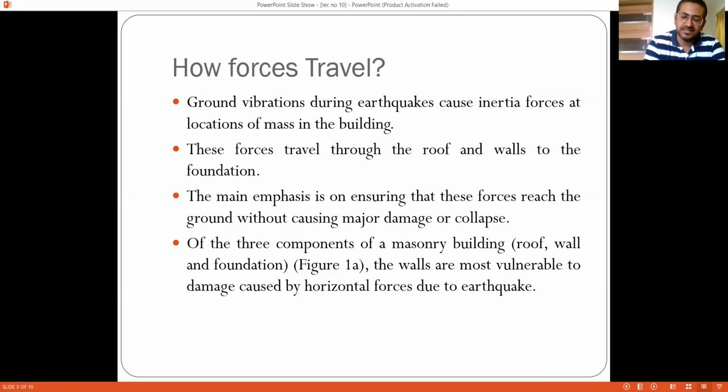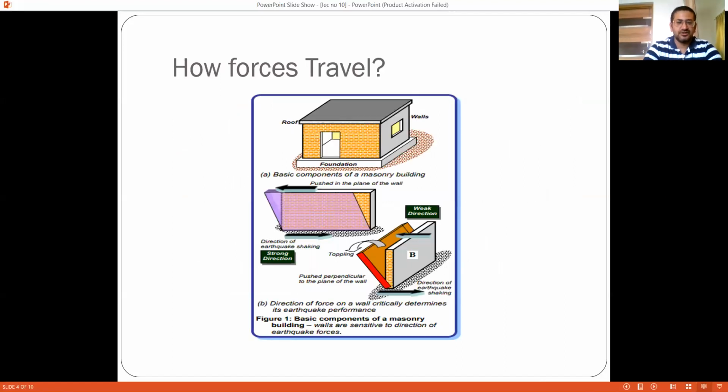If any of these elements is vulnerable in nature or not able to resist the forces that are going to be applied on it, then as a result of that, the entire system is likely to collapse, right? So the same thing that we have discussed in the previous slide is shown over here, that the force is going to travel from the roof to the walls to the foundation and then to the soil of the building. The basic components of the masonry building are shown in figure A.